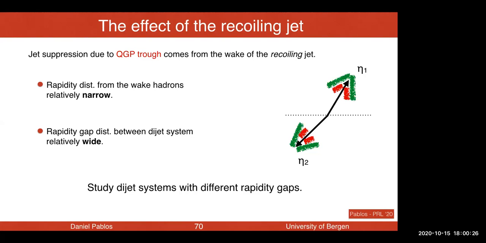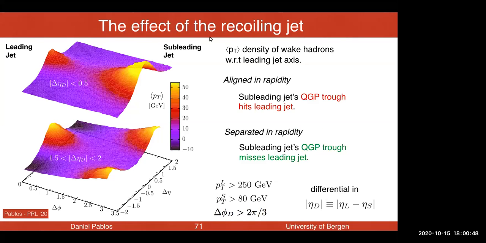While the rapidity separation between the two jets can be, as we said before, since the center of mass of the collision is not the lab frame, at any rapidity, especially at the LHC and at relatively high pT, not super high pT. So we can study dijet systems with different rapidity gaps. And we do this here. This is the wake from the subleading jet, and this is the wake from the leading jet.